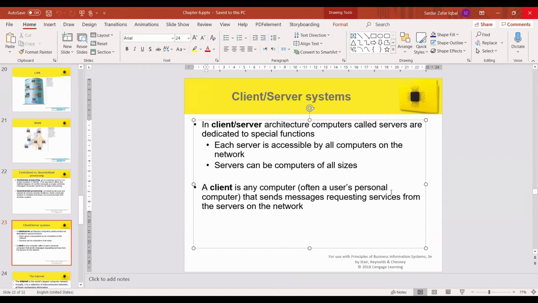A client is any computer, often a user's personal computer, that sends a message requesting services from the server on the network. Is that clear, guys?